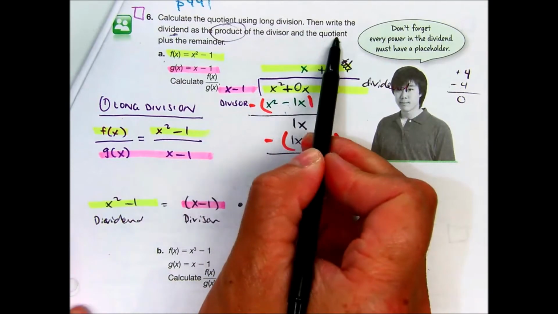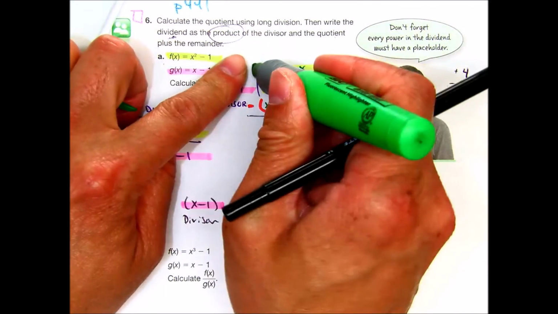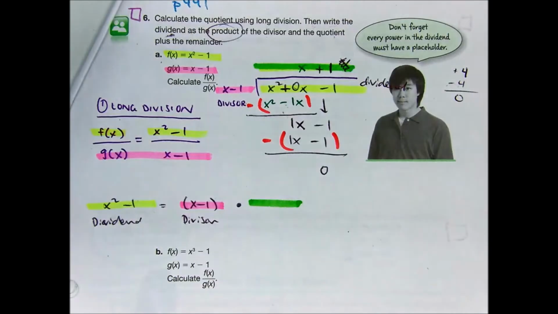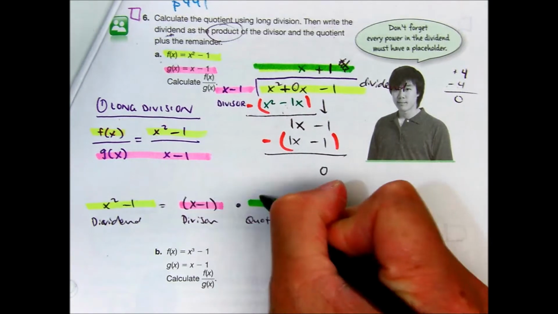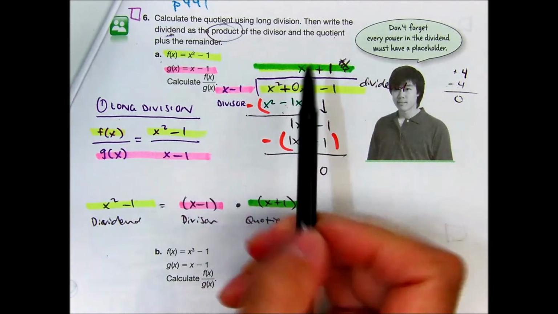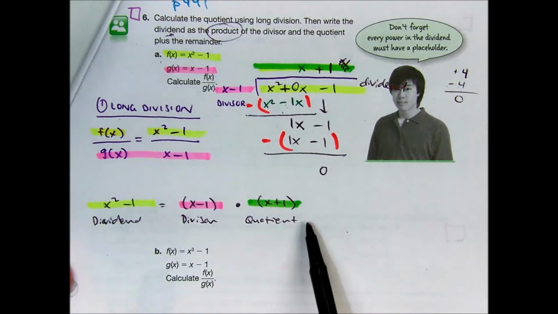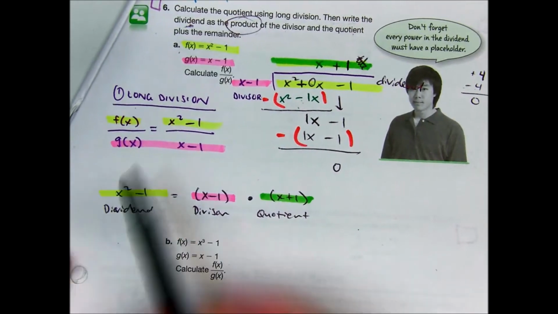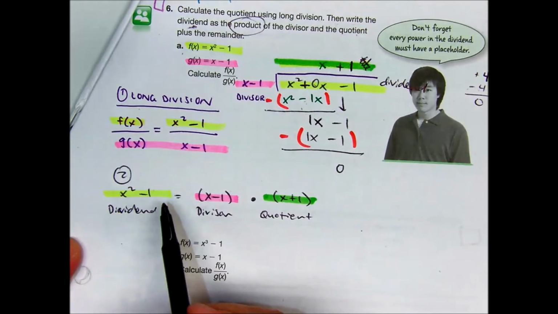And the quotient, put your finger on the quotient. Quotient is up here. Let's write that. Quotient x plus 1 and plus the remainder. Class, do we have a remainder here? No. So the second part here is after you do the long division, you're kind of just showing the product.